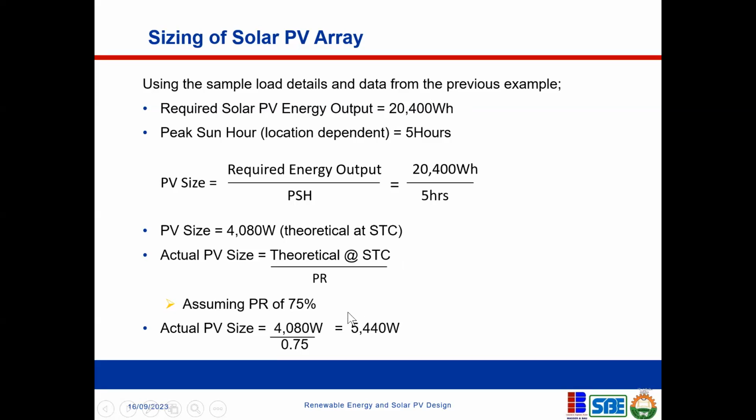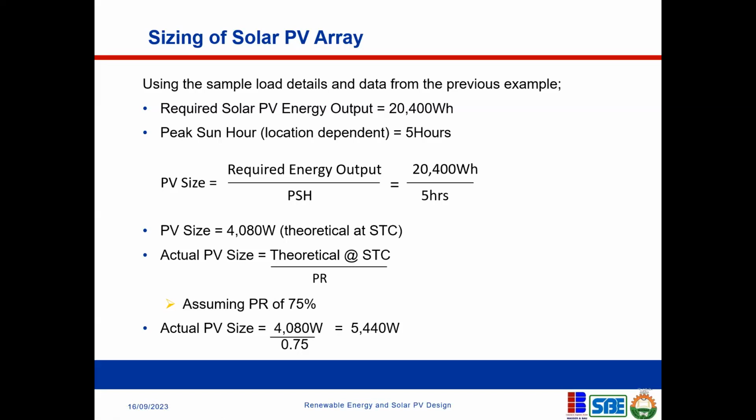Now, how many PV panels do we need to install to give us 5,440 watts, assuming that one PV panel is 300 watts? We are going to divide 5,440 by 300. So we got 18 by dividing 5,440 by 300. That's how we got 18. The 300 is it standard?